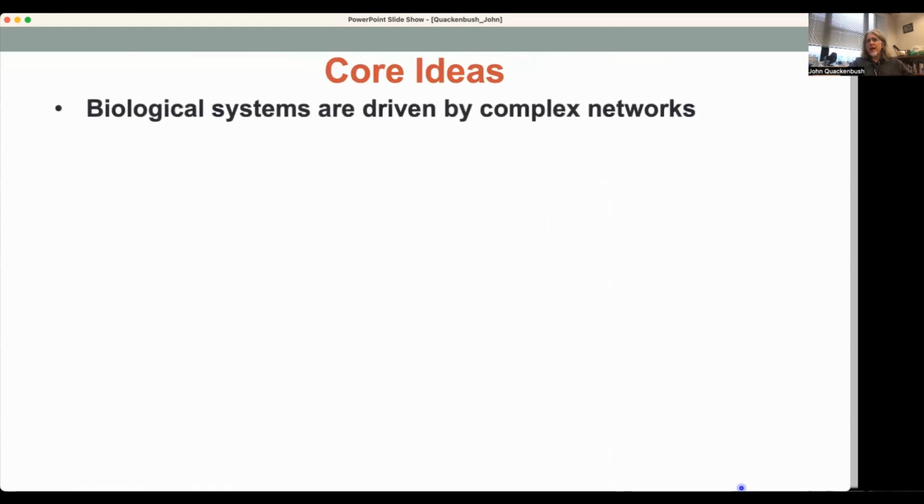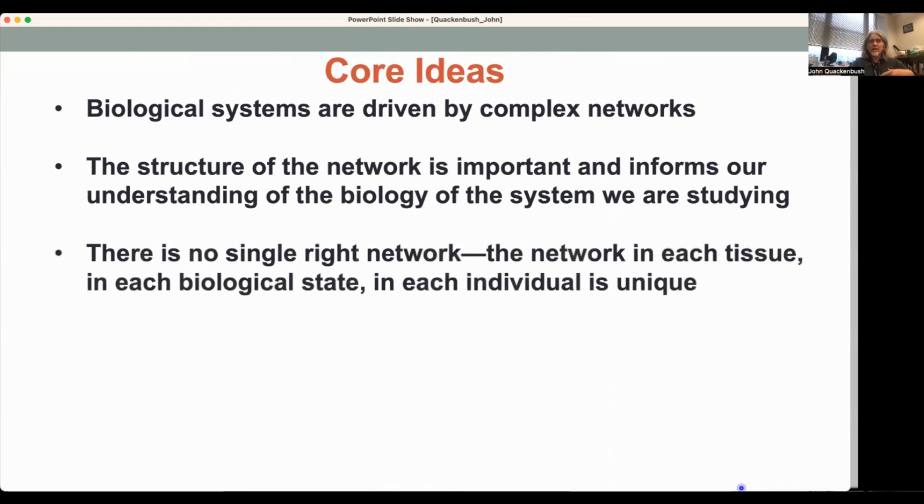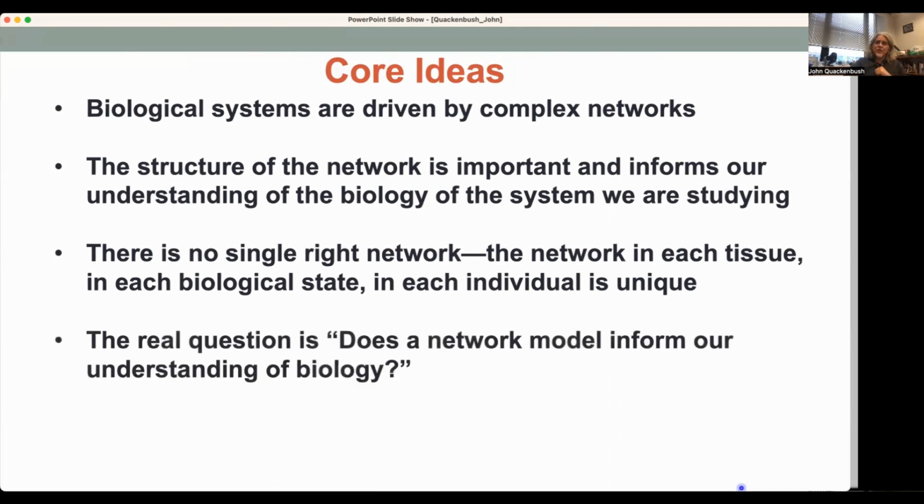But the core idea behind them is that biological systems are driven by complex networks. The structure of the network is important and informs our understanding of the system we're studying, and that there's no single right network. The network in each tissue, in each biological state, or in each individual, in you and me, is going to differ. And those differences are important.